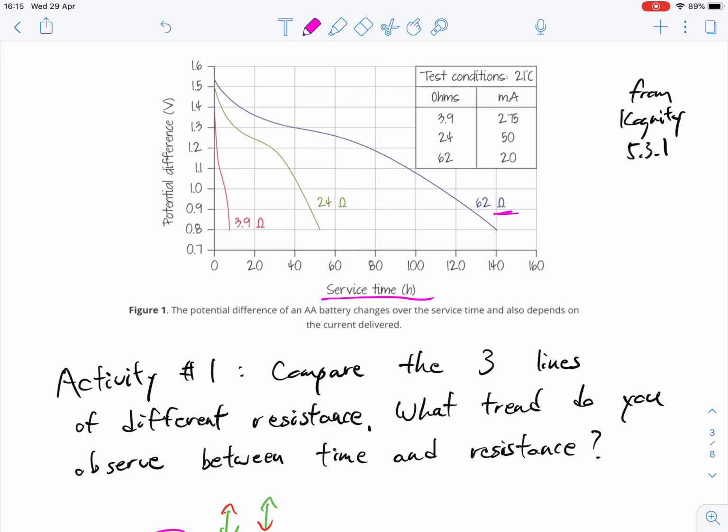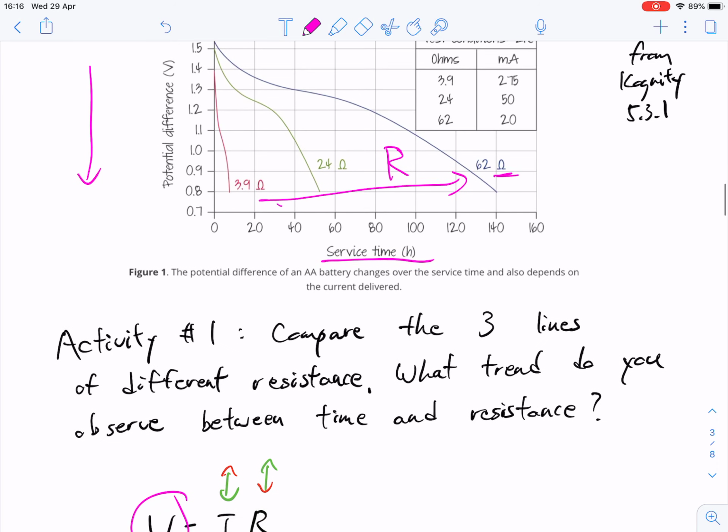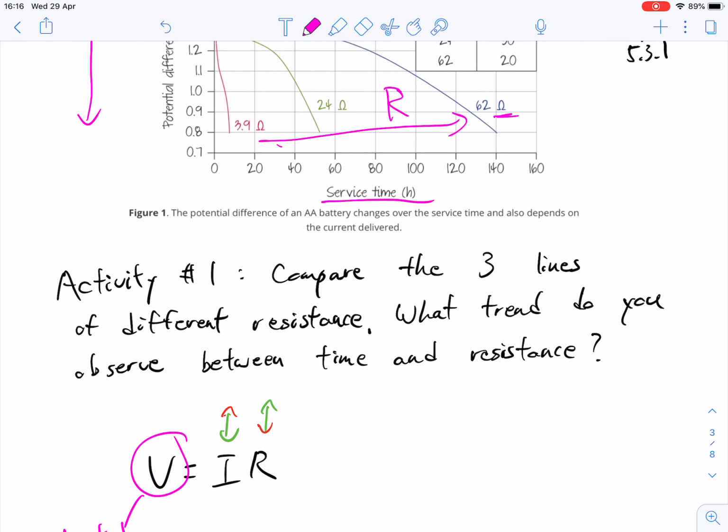Okay, so hopefully you've paused the video and had a chance to think about that and come up with a trend, either mentally or written down. It's quite obvious from the graph that as the resistance goes up, the amount of service time also goes up. So there's a positive correlation between resistance and service time. For any cell, the voltage will continue to drop no matter what. It's just the rate at which that voltage, or potential difference, drops, and that's because of the amount of current being supplied.